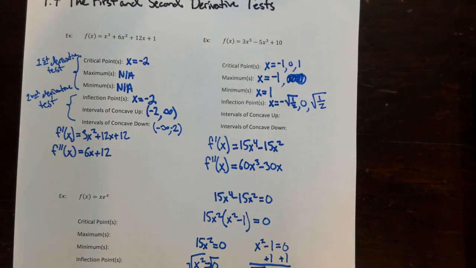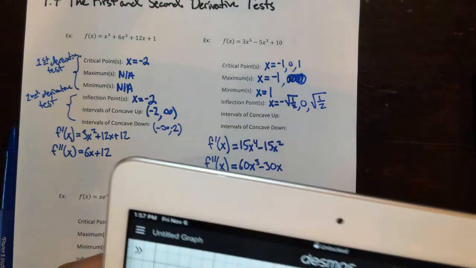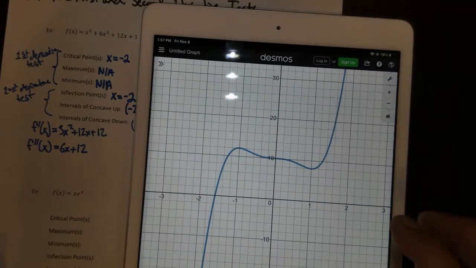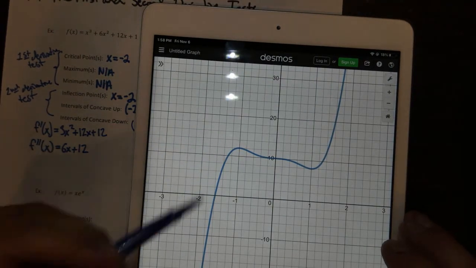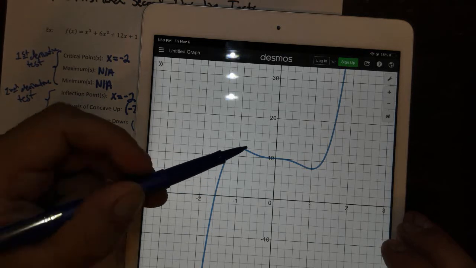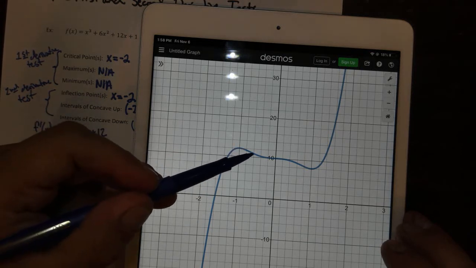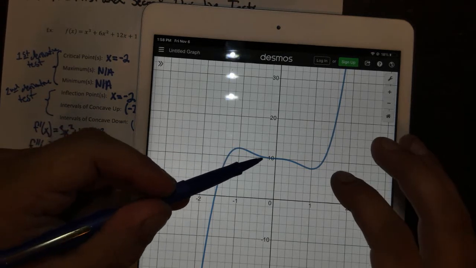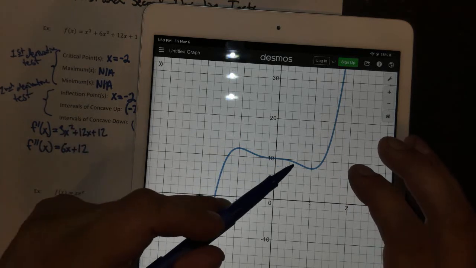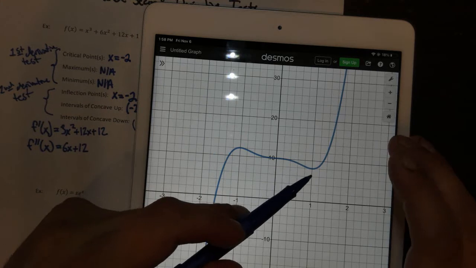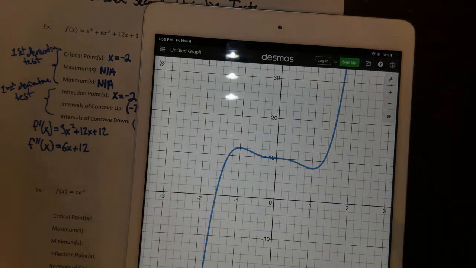Now let's check Desmos to see the intervals of concave up and concave down. So here, it looks like it's concave down from negative infinity until we get to right around here, and then it's concave up for just a little bit, if you could see that, and then it's concave down for a little bit, and then it's concave up for the rest.